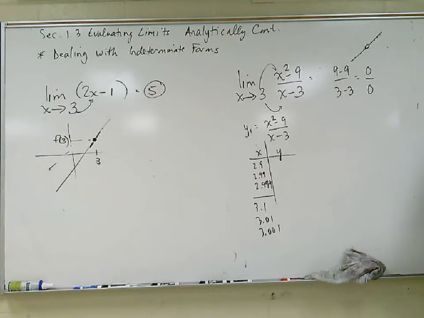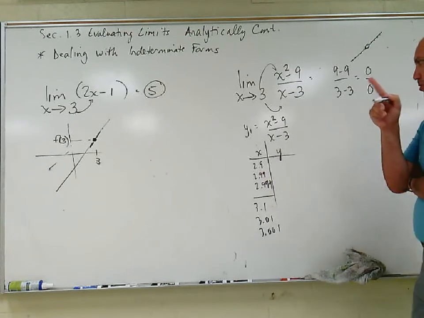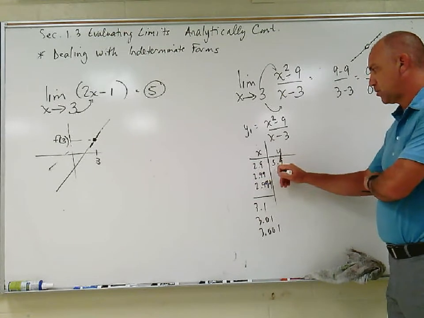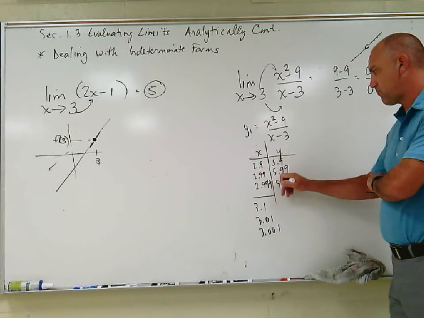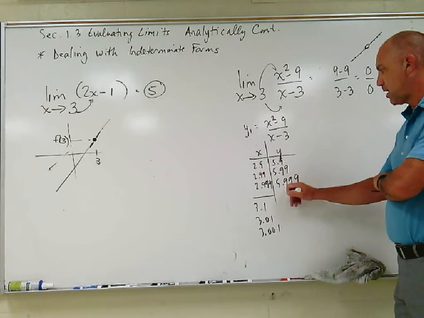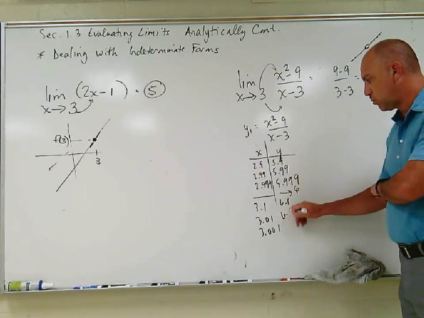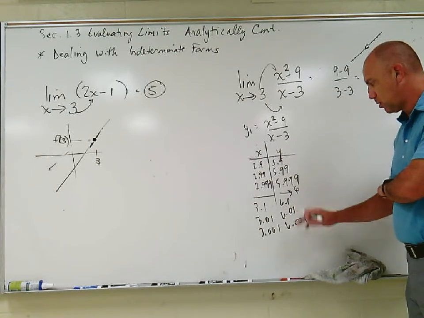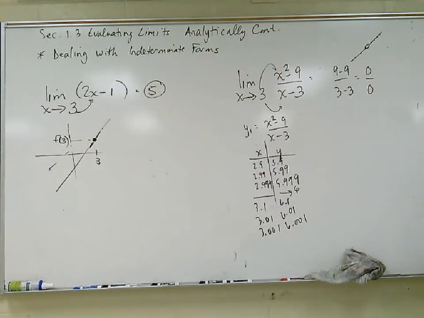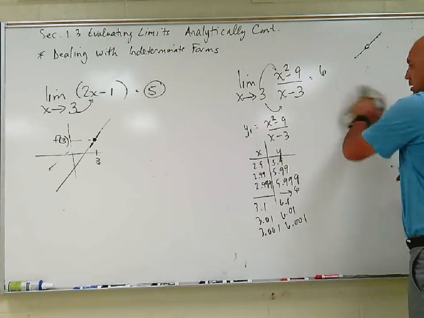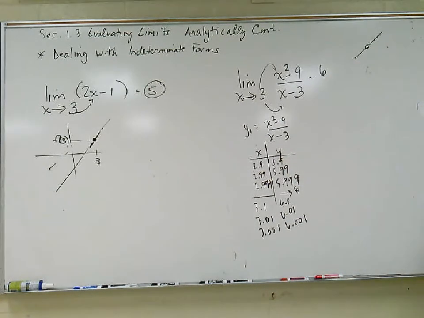Okay, so for 2.9, what did you get? 5.9. For 2.99, what did you get? 5.99. Then you should have got 5.999. So this way, it looks like we're approaching 6. If I go the other way, it was 6.1, 6.01, 6.001. So both sides were approaching 6, and we're confident in saying that the answer is 6. But the problem is, I didn't work this problem analytically; I worked it numerically, using my table. So the question is, how do I do this type of problem analytically?